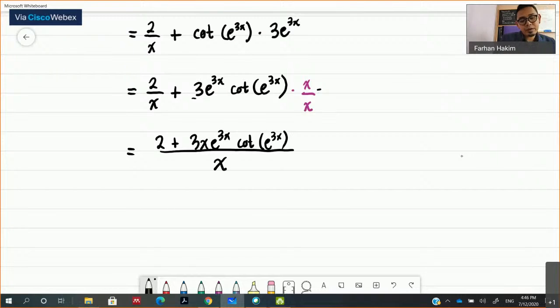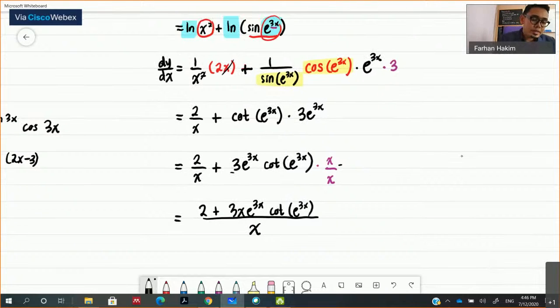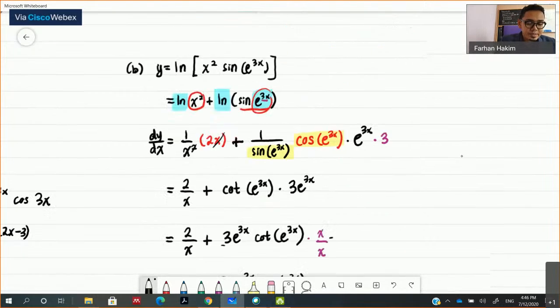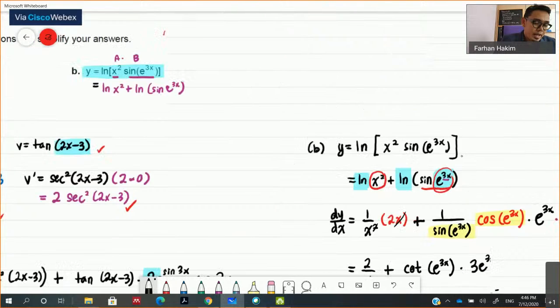So this one is nicer, right, to write this in this form, all right? So that's the answer for the B, all right? So now, let's look at question number C.